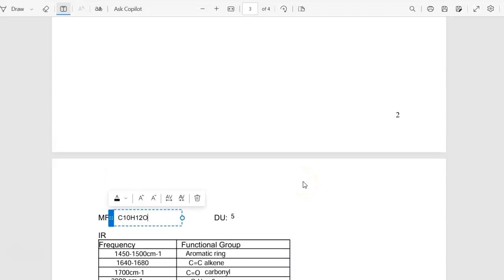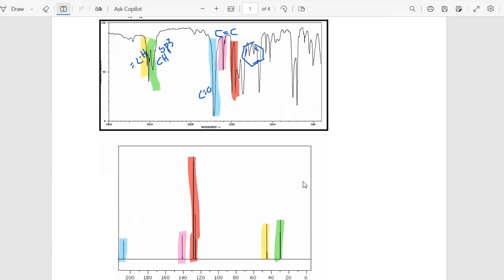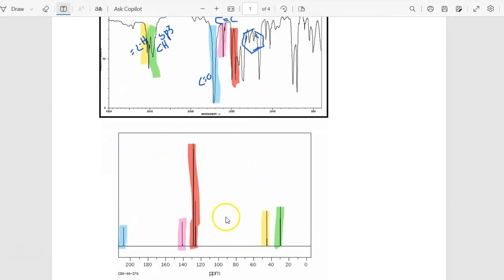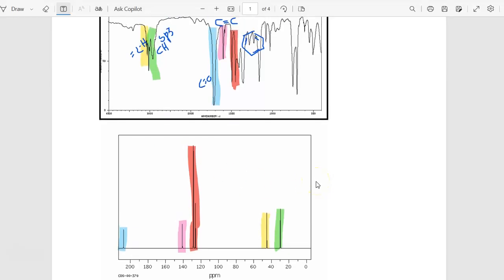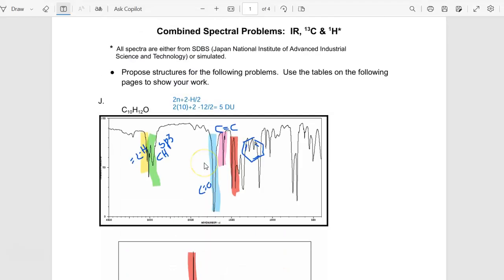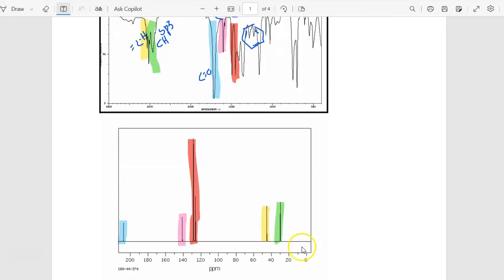It's the molecular formula. Then we can move on to our 13C NMR, which tells us the unique carbons that we have. And it also is important to know that we have 10 carbons, right? And we only have 1, 2, 3, 4, 5, 6 signals. So we know that there's going to be symmetry somewhere, most likely in our aromatic ring.